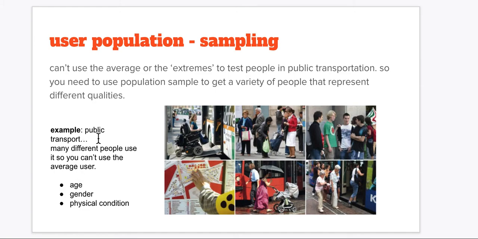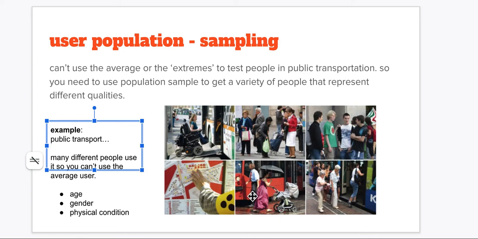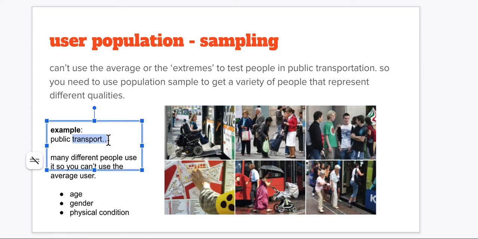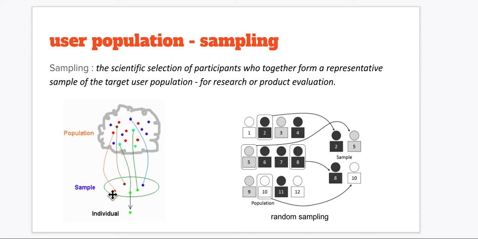Everybody wants to learn about public transportation. We're doing something about public transportation, right? Lots of different people use it. So it's important when you sample that you get these different ages, genders, and physical conditions. You get somebody with a baby, you get elderly people, you get younger people, you get anybody with disabilities, genders, whatever it is, you can find that. But the whole purpose is still public transportation, people coming on and off this transportation. So all of these people are a small group that represents this large user population.